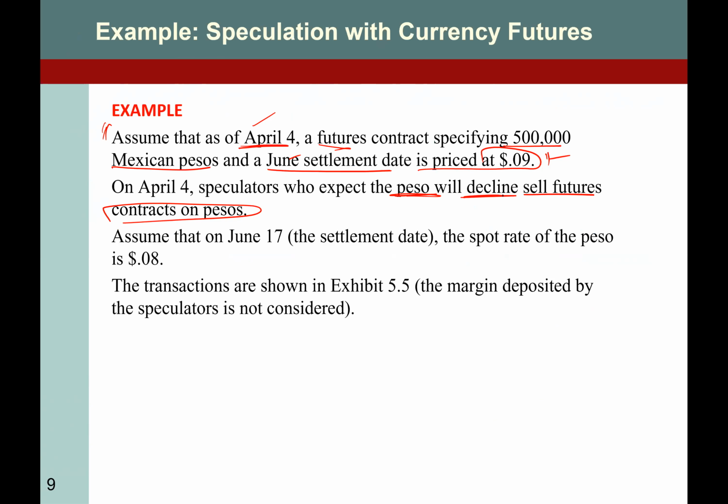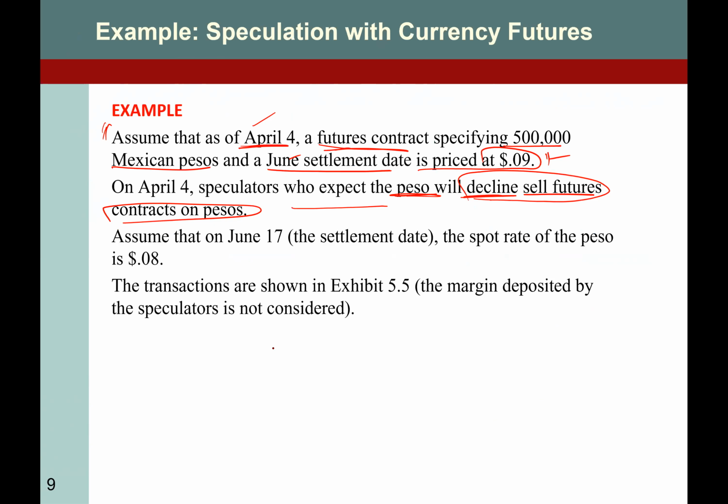So what is your position? Your position is already that. What will be your position in this scenario? You expect that it will decline. It means you are going to sell. You enter into a selling future contract, right?